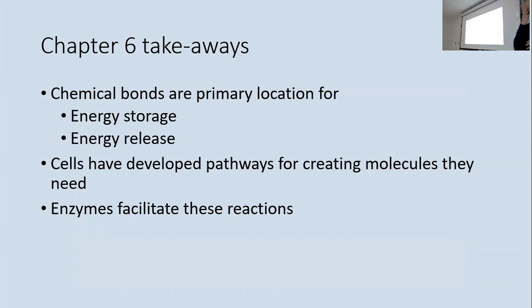All right, which is where we leave off chapter 6. Cool. So, big broad strokes for chapter 6. Chemical bonds are a primary location for energy storage. Chemical bonds hold energy. Breaking those bonds releases energy. That is what your body's doing all the time, making and breaking chemical bonds. Our cells have developed pathways for making specifically the molecules you need, and also for breaking down the molecules you need broken down. And all of these reactions and all of these pathways are facilitated by enzymes.